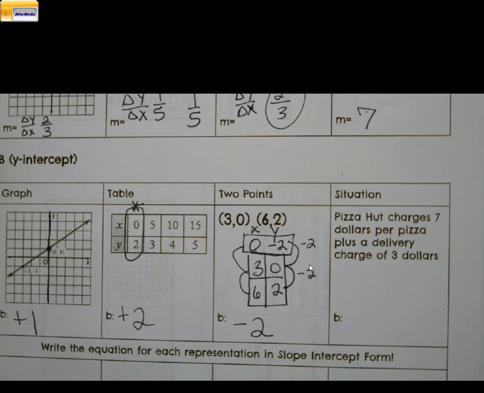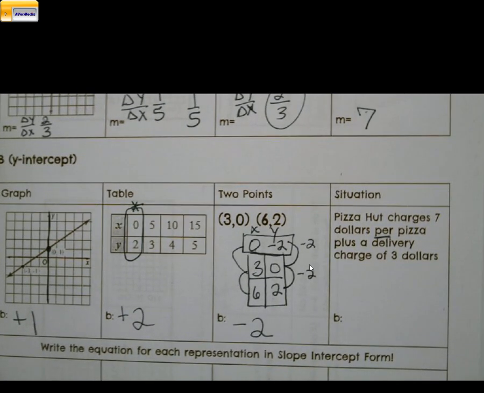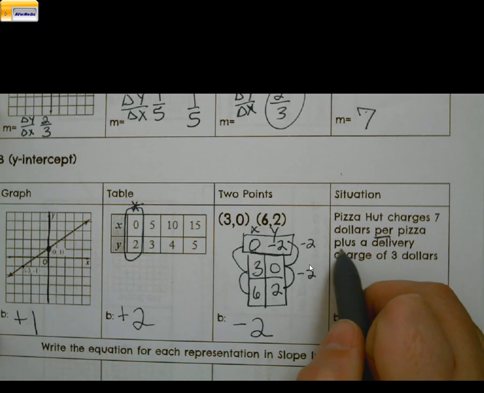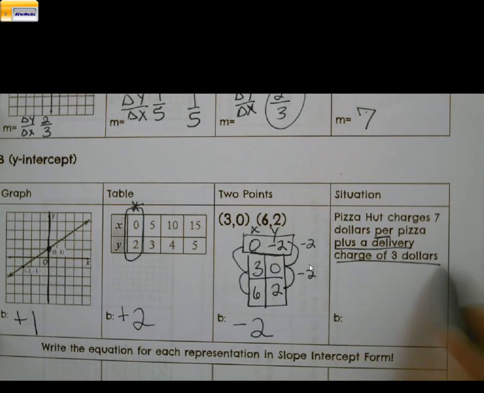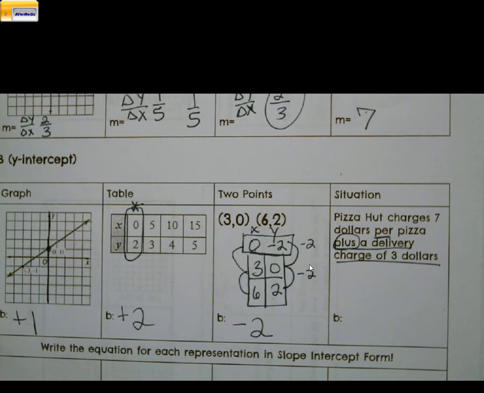Last one, the situation. This per pizza thing, when I had the $7 per pizza, that gave me my constant rate of change. What I'm looking for here is where I'm actually starting. Where is the initial fee? In this case, it says plus a delivery charge of $3. So it's telling me I need to add $3 to any order that I have before I start even finding out how many pizzas I want. So I know for sure if they're delivering it to me, I'm going to start at $3.